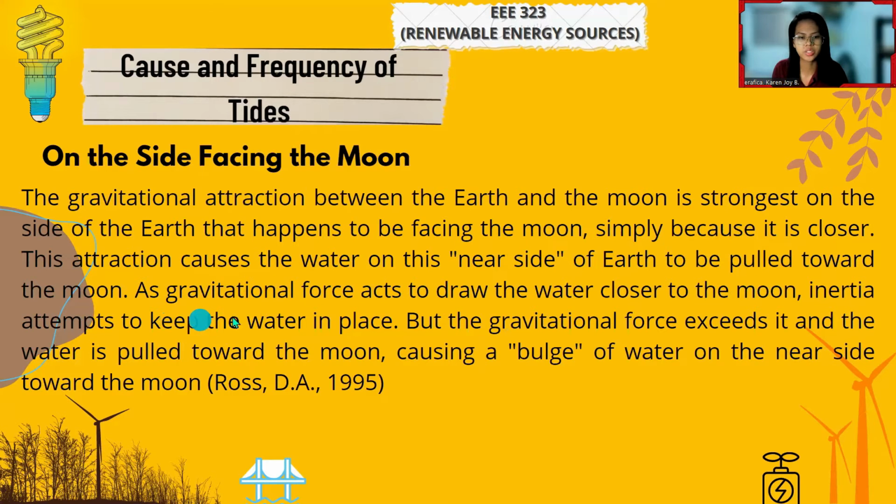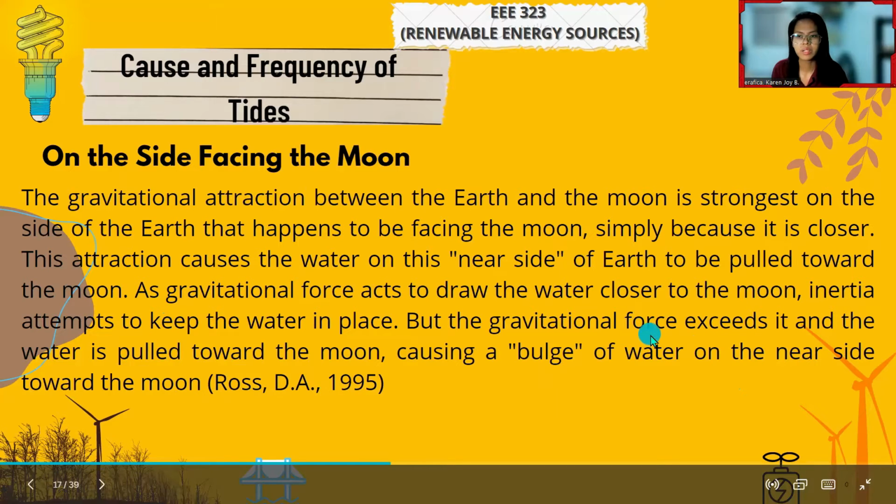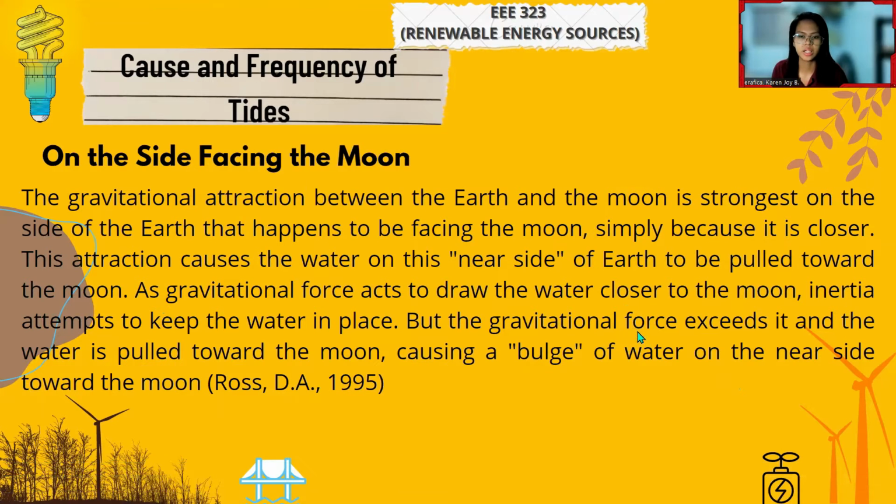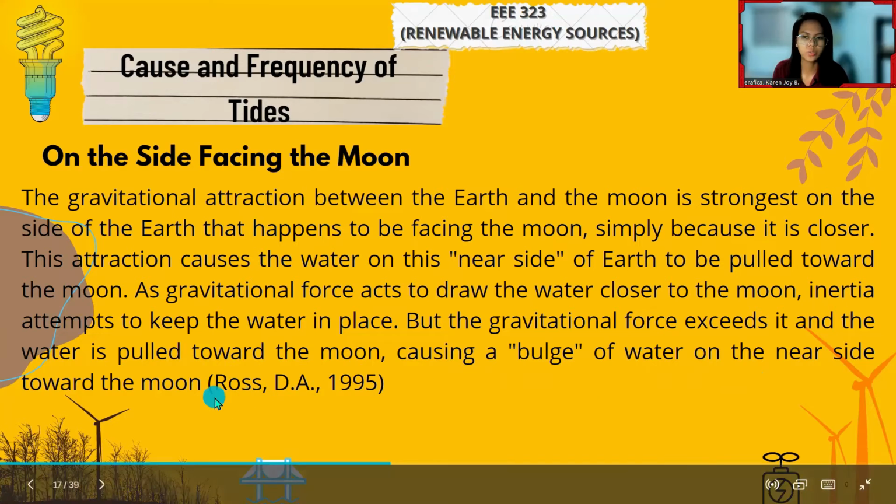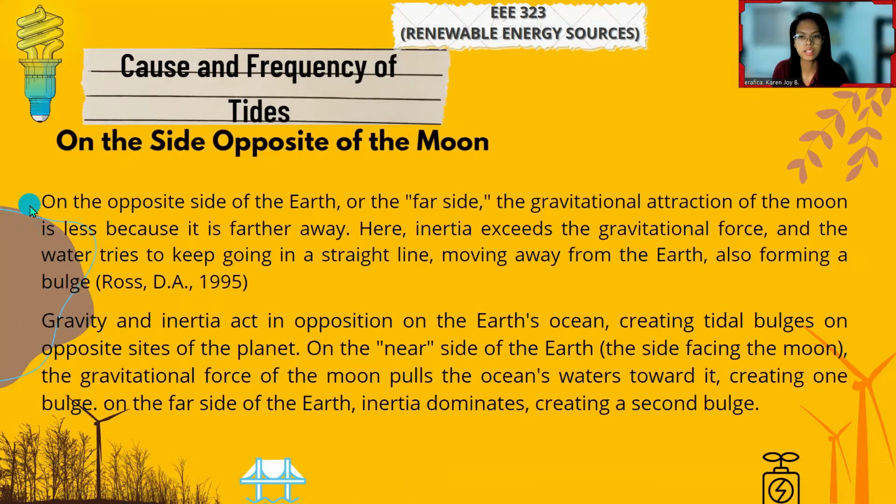As gravitational force acts to draw the water closer to the moon, inertia attempts to keep the water in place. But the gravitational force exceeds it, and the water is pulled towards the moon, causing a bulge of water on the near side toward the moon. So, meron nga gravitational force and inertia. So, dahil mas malapit itong side facing the moon, or the high tide, mas malapit ito sa moon, na dadaig nito ang inertia. So, napupull dito toward the moon, na nagkakaroon ng bulge of water on the near side towards the moon. Ito na yung sagot sa tanong natin.